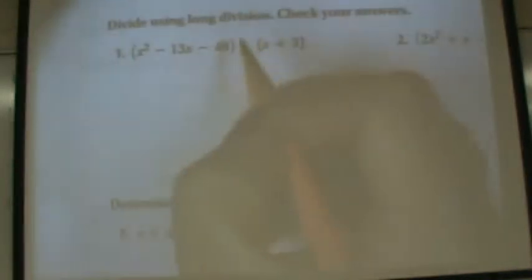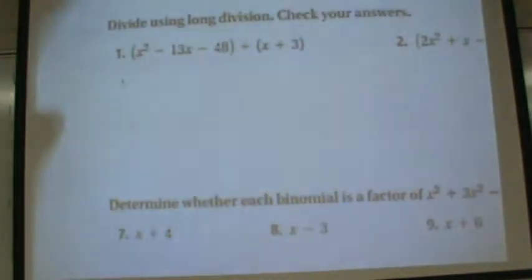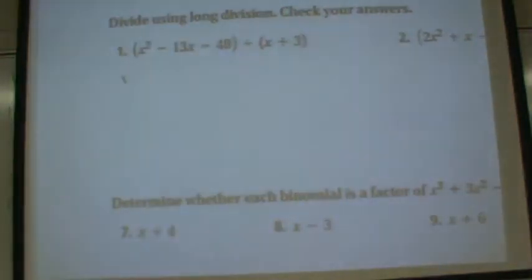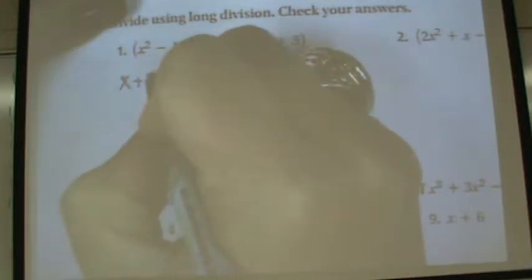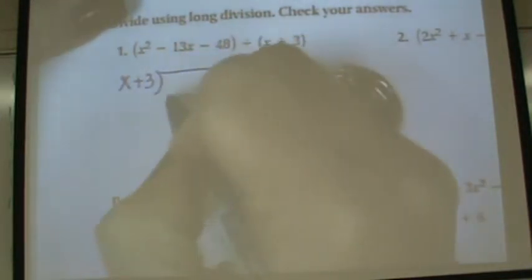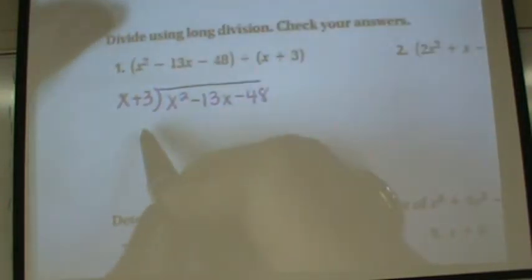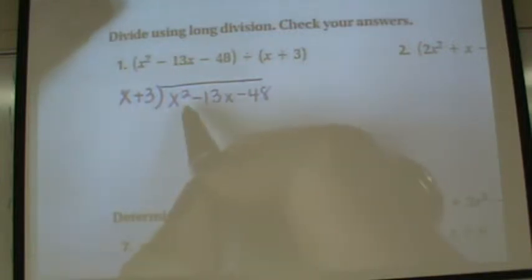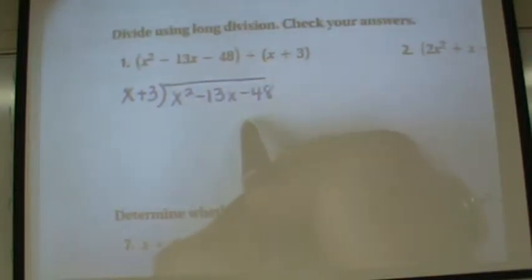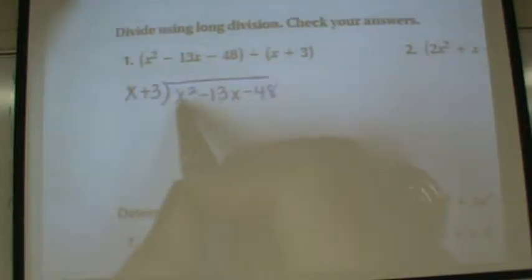Question 1, use long division to divide x plus 3 divided by x squared minus 13x minus 48. What you have to do is x plus 3 is your divisor, x squared minus 13x minus 48 is your dividend. X times what is x squared?